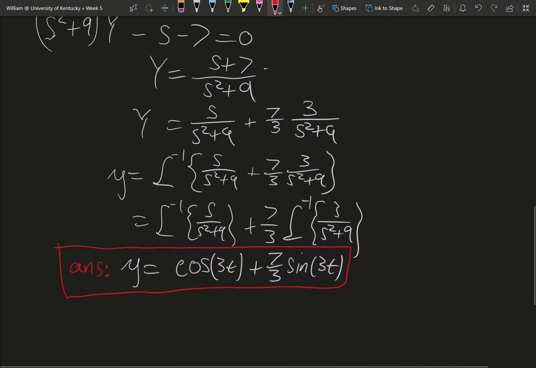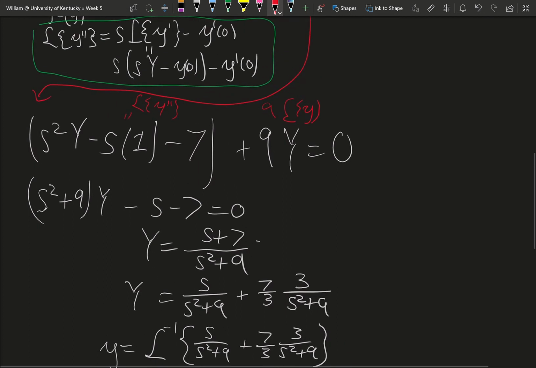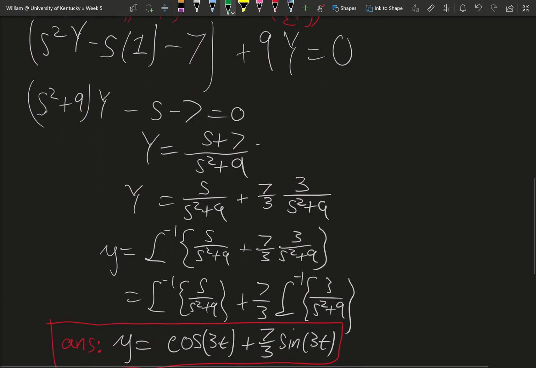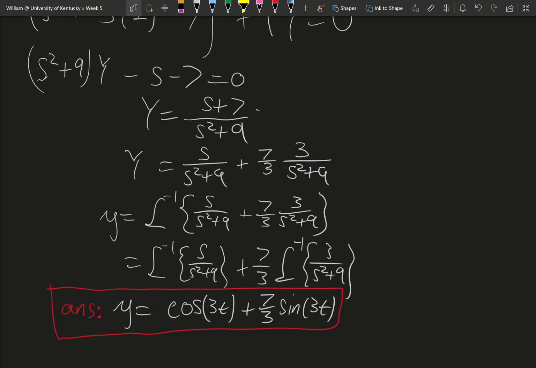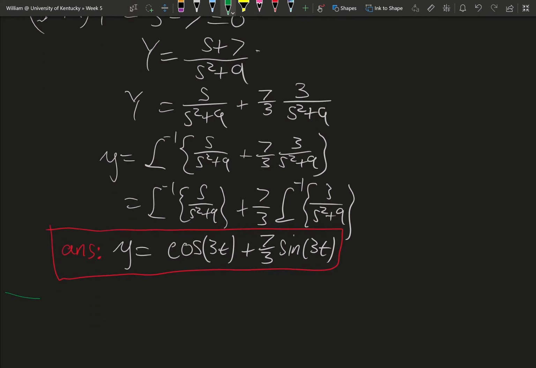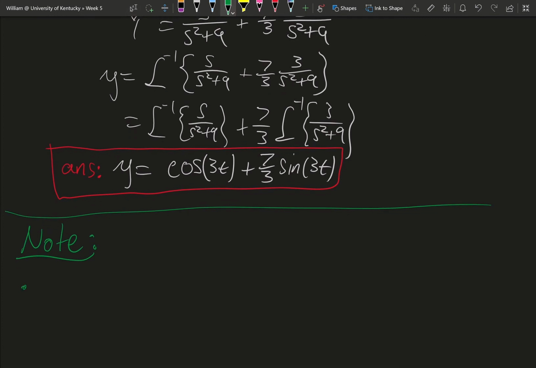And that would be our final answer. All right. So note the key formula that we used here, or really the following pattern.